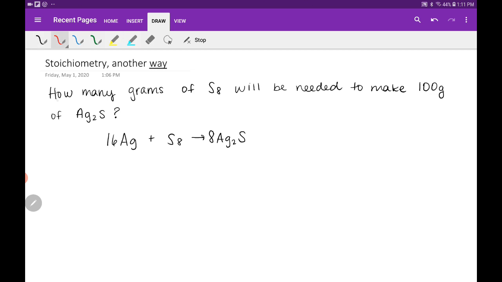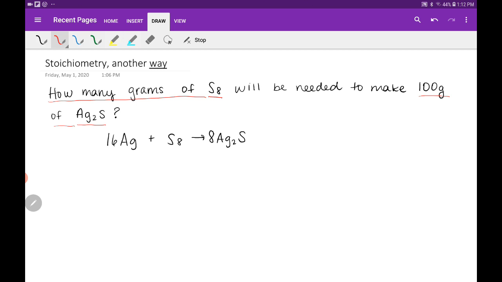So we can tell that this problem, how many grams of S8 will be needed to make 100 grams of Ag2S, is stoichiometry because we're relating two different chemicals, S8 and Ag2S. We're given an amount of one, and we're figuring out how much of another. We're also given a balanced chemical equation in this example, and if you weren't given a balanced chemical equation, we could easily balance that by watching one of those other videos.